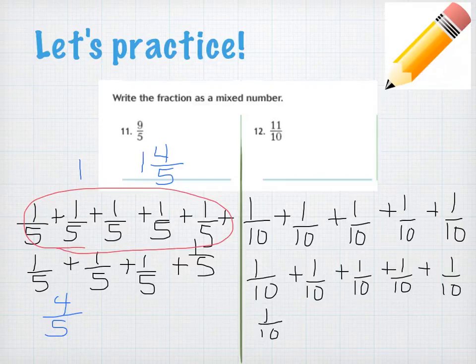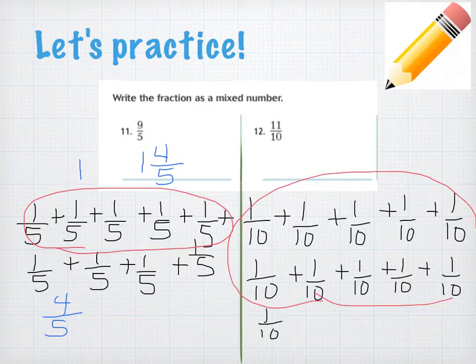So now that I have my pieces, I'm going to group my unit fractions so that I can figure out where my whole numbers are. 1, 2, 3, 4, 5, 6, 7, 8, 9, 10. 10 pieces equal 1 whole. And I still have 1/10 left over. So if I add those together, I have 1 whole and 1/10. So 11/10 is equivalent to 1 and 1/10.